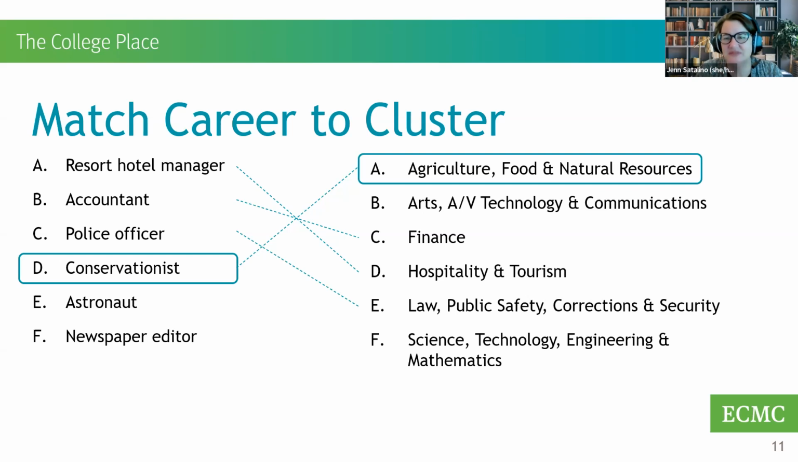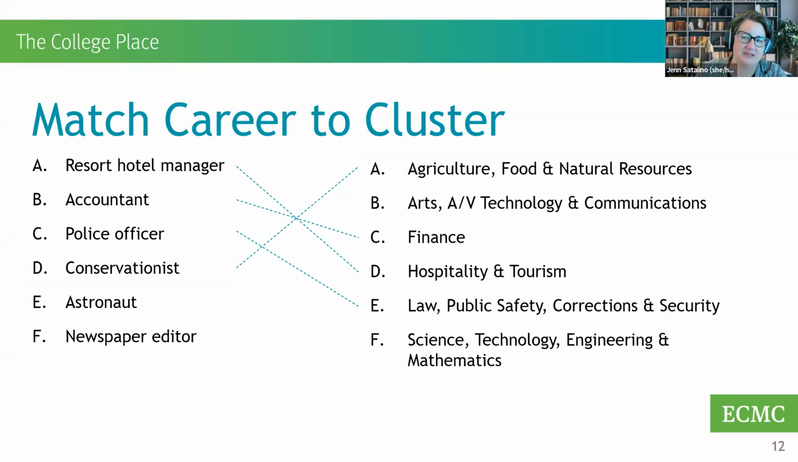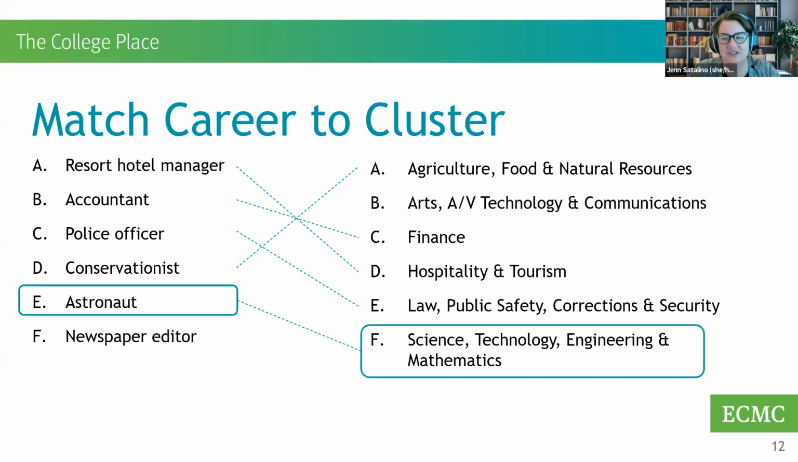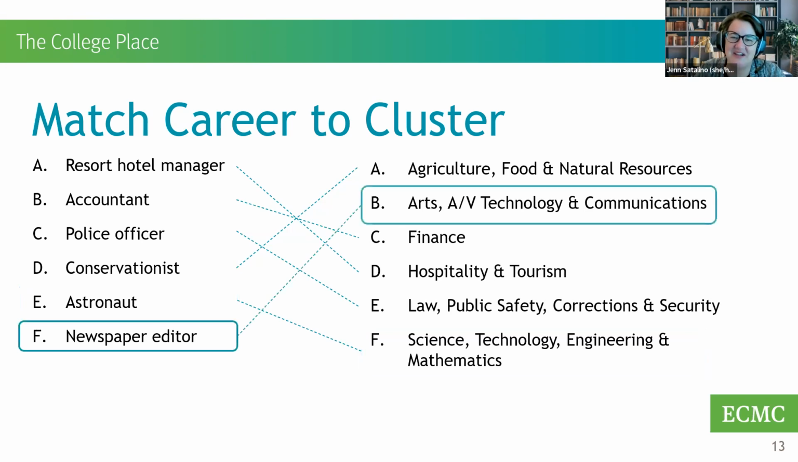But this one could be a little bit tricky because depending on their role, a conservationist could fall into the STEM, science, technology, engineering, and mathematics cluster, if they, for example, did research. All right, the astronaut, though, definitely falls into STEM. And that leaves us the newspaper editor in the arts, AV, technology, and communications cluster. So hopefully that made the clusters become a little bit clearer to you. And now we're going to talk about which career clusters might be a good fit for your professional career.